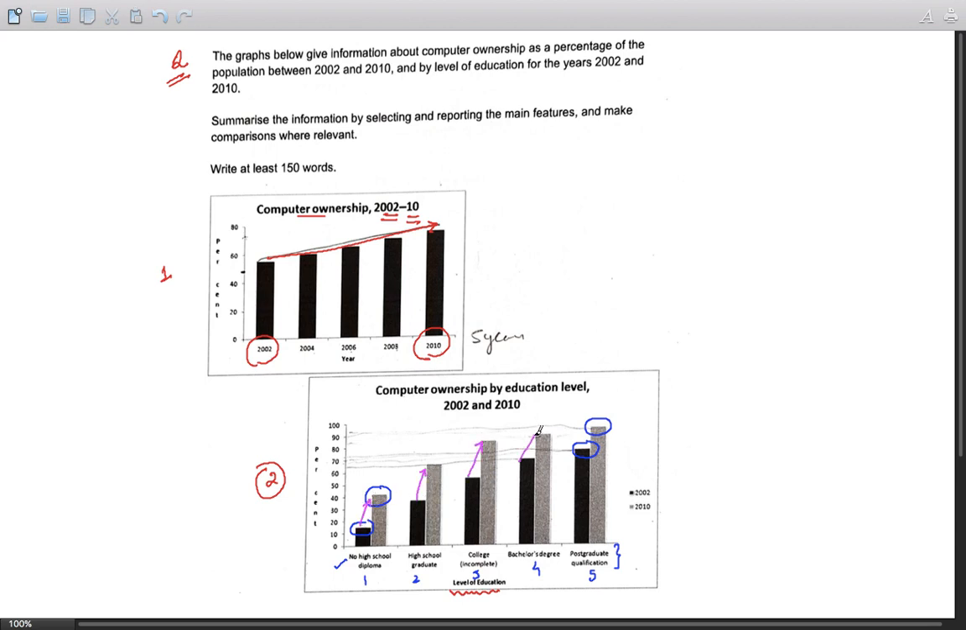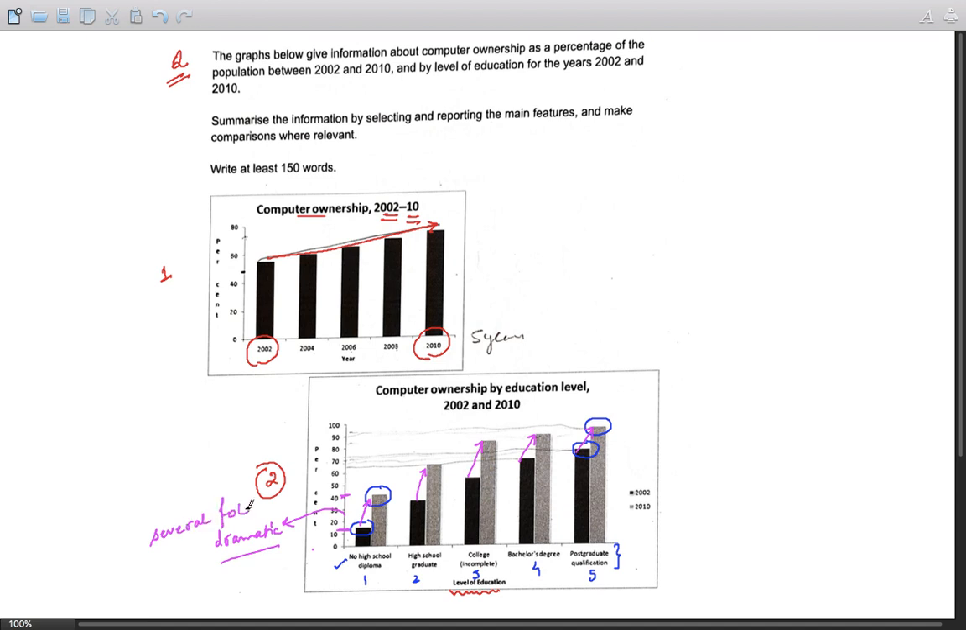But what is the nature of increase? If you do not mention the nature of increase, you will not accomplish the task response. So you have to mention what is the type of increase. So what is the type of increase over here? It increased from around 15 to around 40. So this is a dramatic increase. Clearly, this is a dramatic increase. Okay, so it increased several folds from 2002 to 2010. So you can also say it increased several folds.